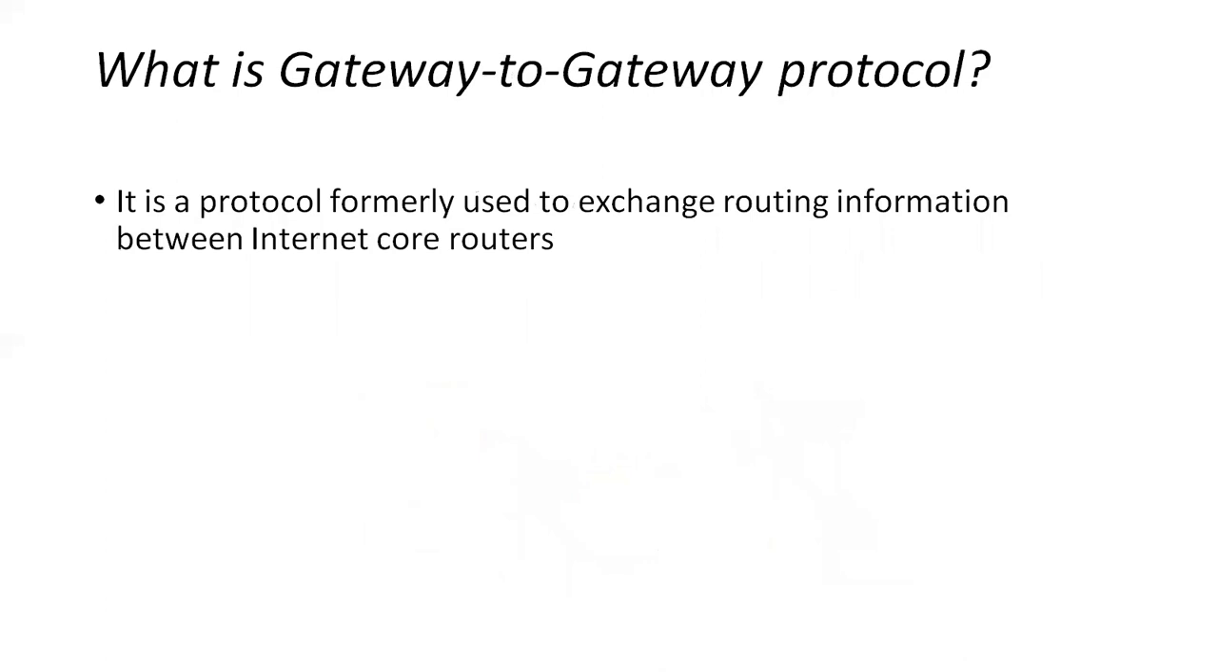What is Gateway to Gateway Protocol? It is a protocol formerly used to exchange routing information between the Internet core routers. The Gateway to Gateway Protocol is an obsolete protocol defined for routing datagrams, which was first outlined in 1982. The Gateway to Gateway Protocol was designed as an Internet Protocol datagram service similar to the Transmission Control Protocol and the User Datagram Protocol.